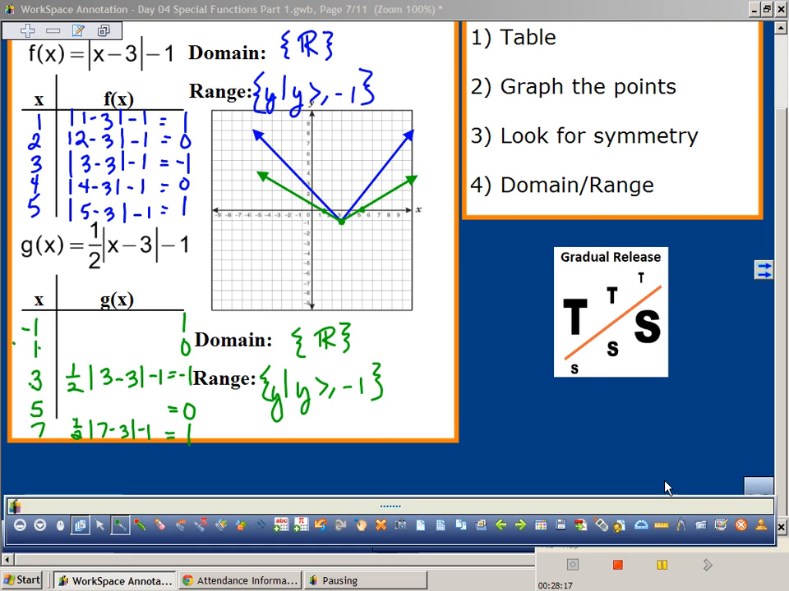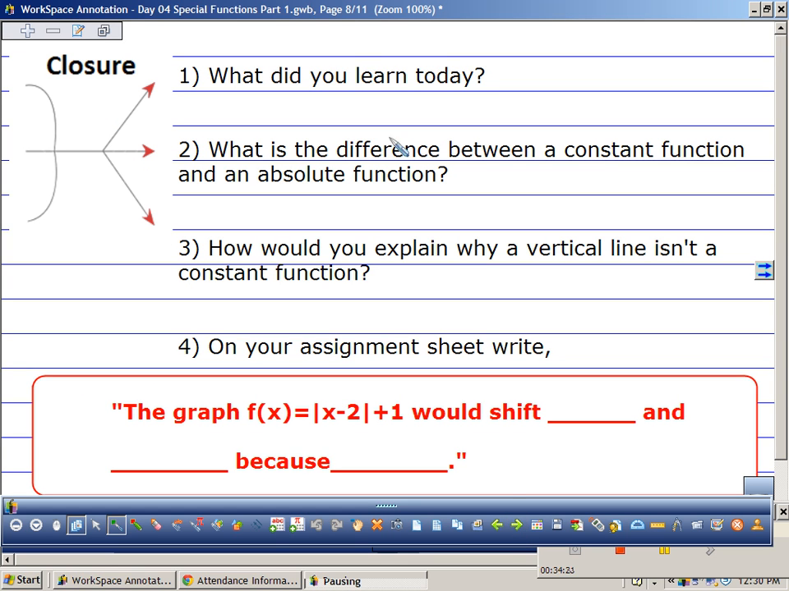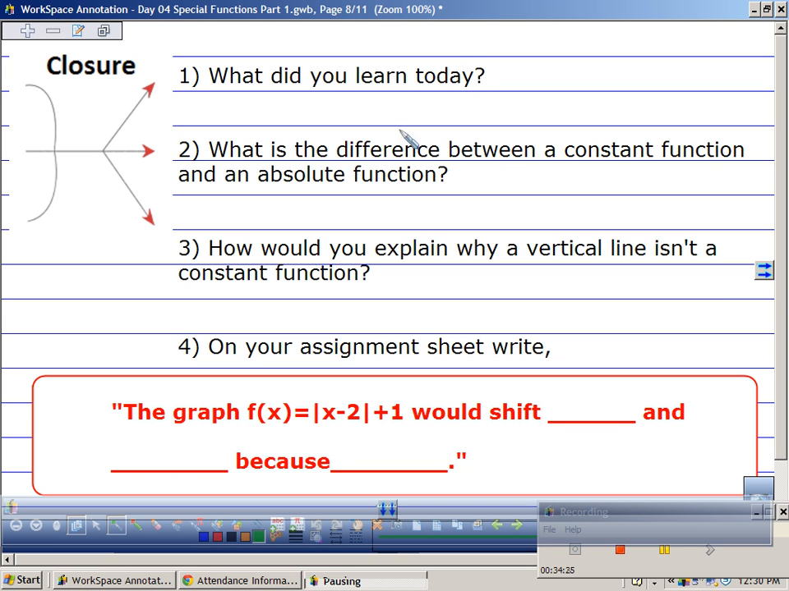How much time do I have? 2 minutes? All right, what did you learn today? Behavior of graphs, yeah? What's the difference between a constant and an absolute function? What's constant look like? Going constantly, either horizontally, right? All right. How would you explain why a vertical line isn't constant? Ooh. We'll come back to that one. I want you guys to get this.